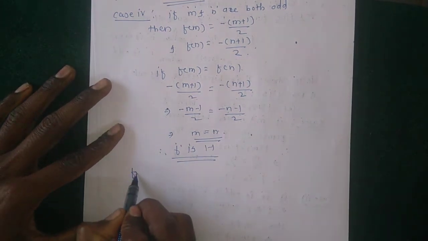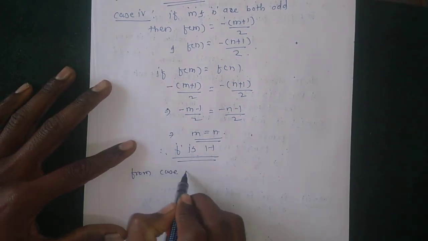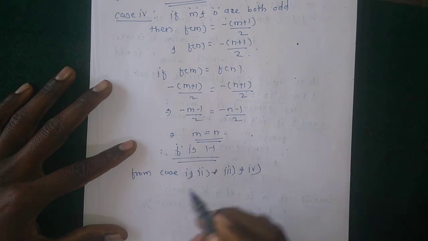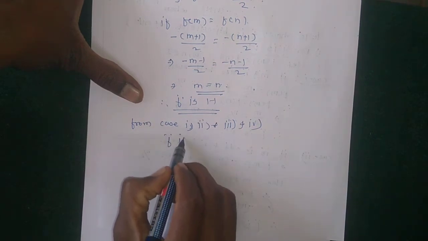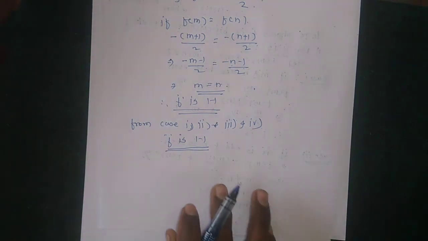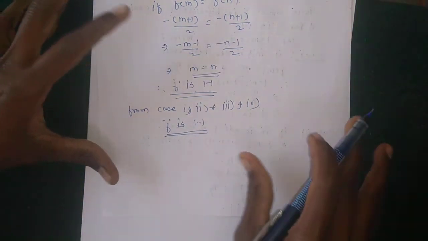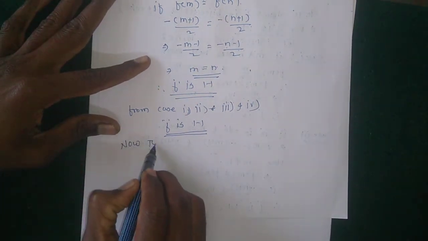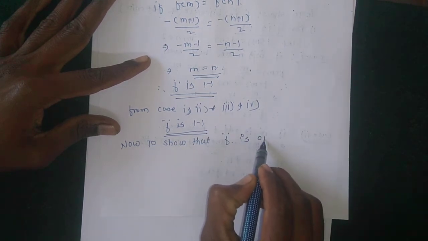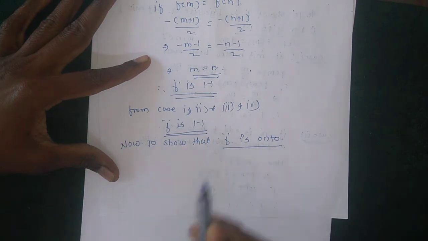Therefore from case first, second, third and fourth, in all four cases f is one-one. Okay, so the given function is one-one. Now to show that f is onto. One part is proved. Now to show that f is onto. What is the definition of onto set?